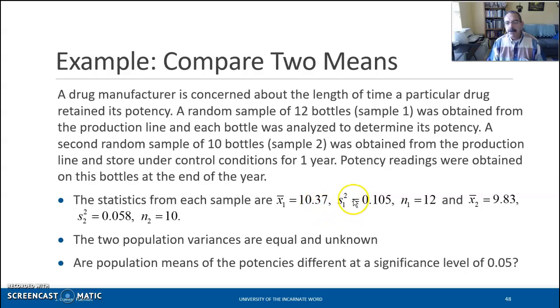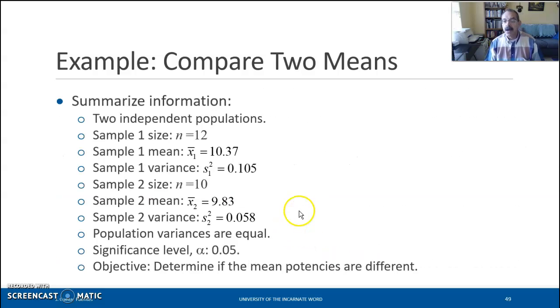The first mean, variance, and sample size correspond to the sample of fresh bottles. The second sample mean, variance, and standard deviation correspond to the potency measure on the bottles that were stored for 1 year. Now we've already shown that the two population variances are equal but are not known. So the question is, are the population means of the potencies different at a significance level of 0.05?